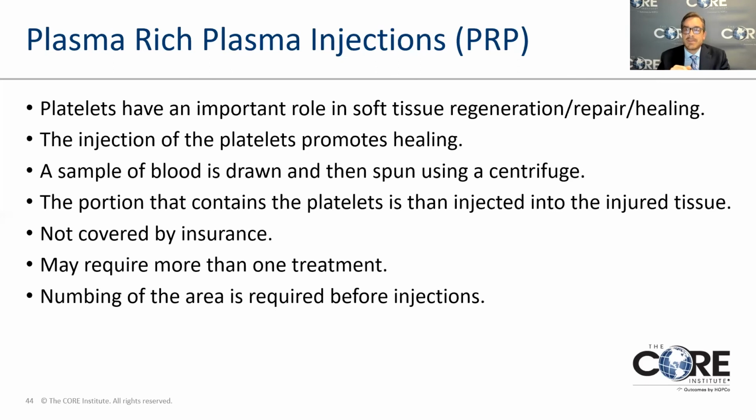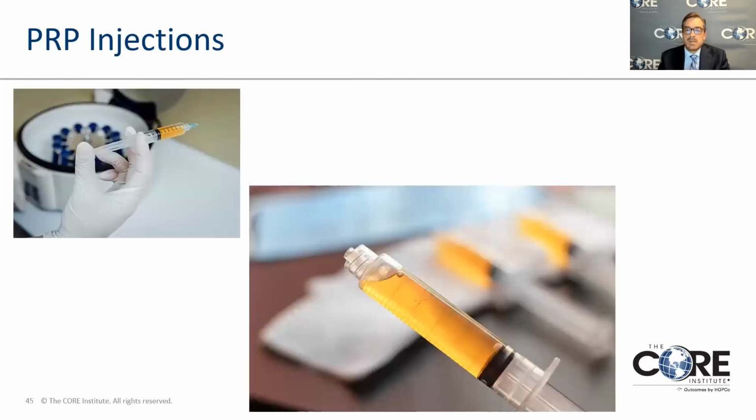Again, this is not something that is typically covered by insurance. It's something that may require more than one treatment, and often the area needs to be numbed before we perform the injection. As we all know, blood is red, but this shows the plasma, this yellow liquid. It's already been spun in the centrifuge up here, and now this is what remains, and this is what is used to inject the plantar fascia to stimulate healing.